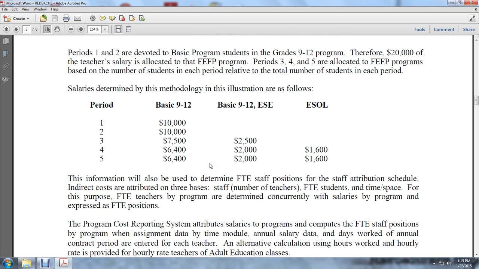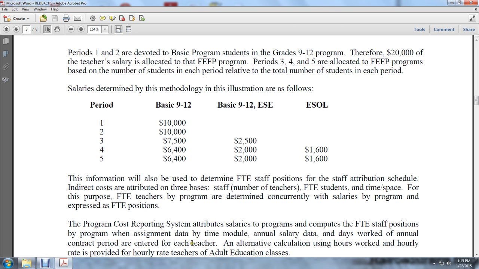Indirect costs are attributed on the basis of the staff number of teachers. The FTE students' time pays for the purpose of the FTE program that is determined concurrent with the salaries of programs expended for the FTE position. The program cost reporting attributes the salary to programs and computes the FTE staff position program assignment based on the time module, annual salary data, days worked, and annual contract period.